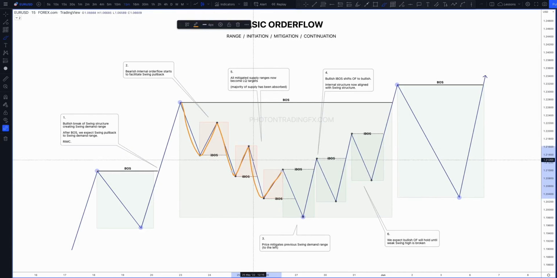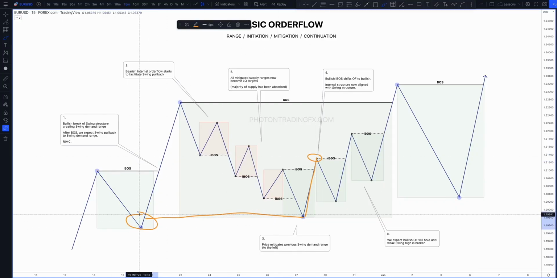So we get that internal bearish order flow noted by these red ranges. That's where each range is respected until what? Until it isn't, until we then get a bullish internal break of structure. So at this point, what has happened? Now price has mitigated some refined demand within the previous swing range. So this is when we're first expecting that swing high low to be formed. We then get a bullish internal break of structure to the upside to form a bullish internal higher high.